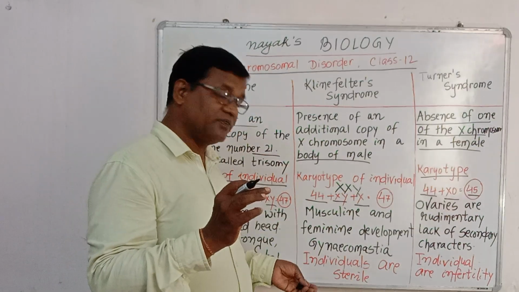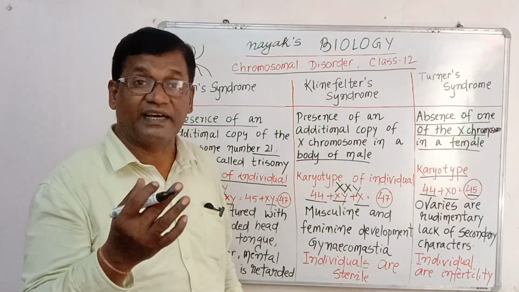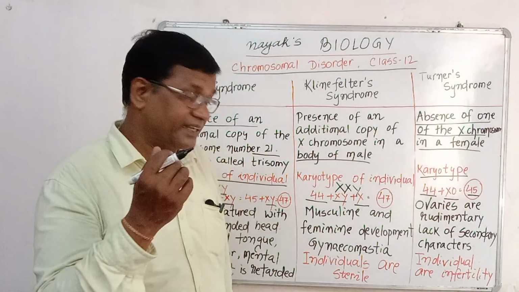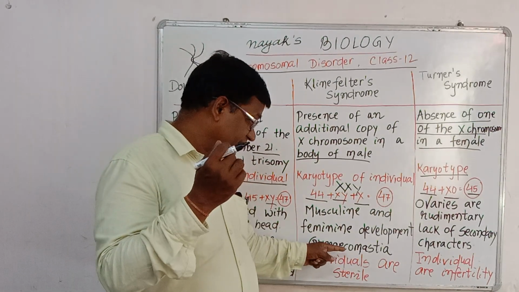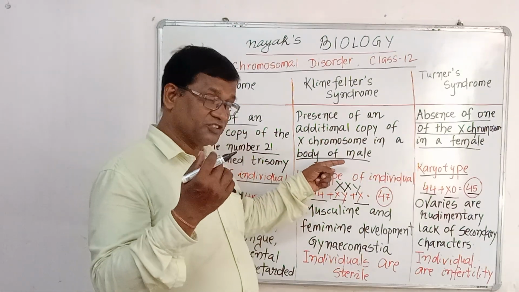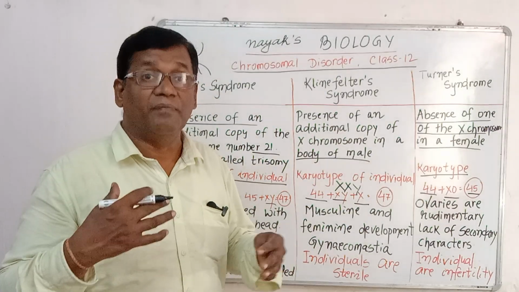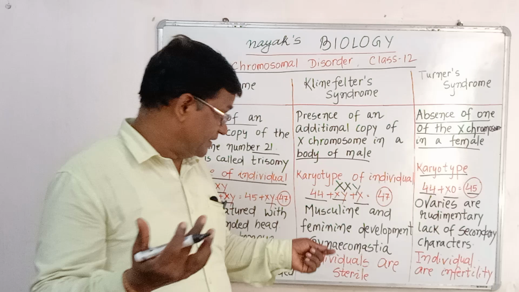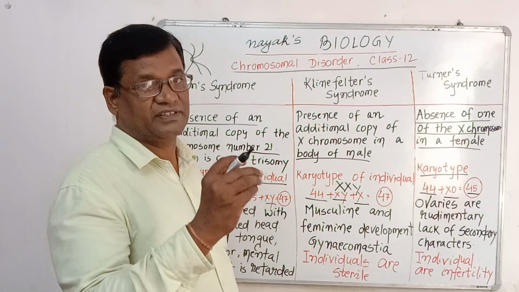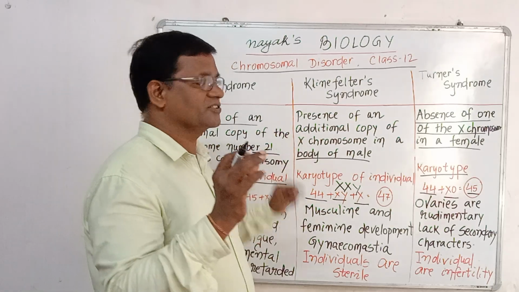Now, Klinefelter syndrome, what is the problem? Masculine means development of male character, feminine means development of female character, and gynecomastia is development of the breast. First, you consider it is a male, that means it should be masculine. Muscle development is there, and male character will be developed. But here the problem is that feminine character also develops in the male. A male having female character is Klinefelter syndrome.